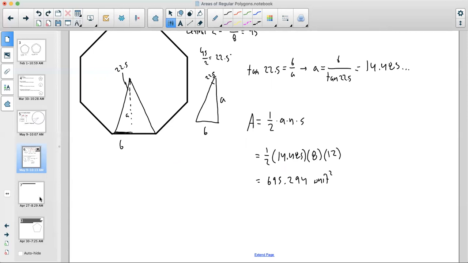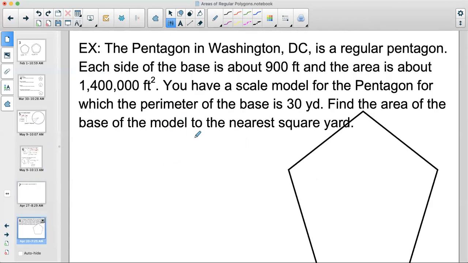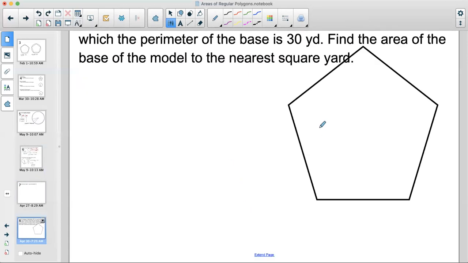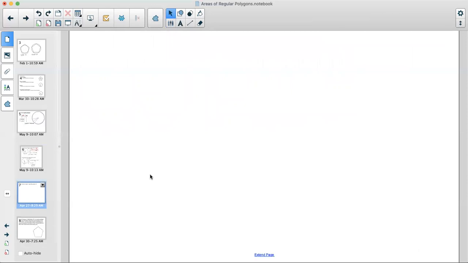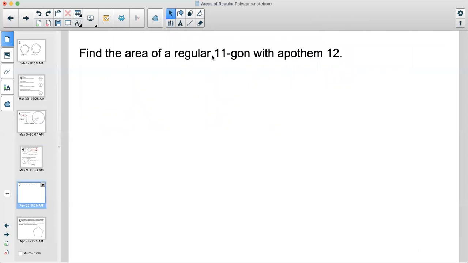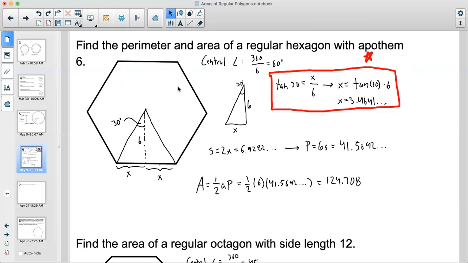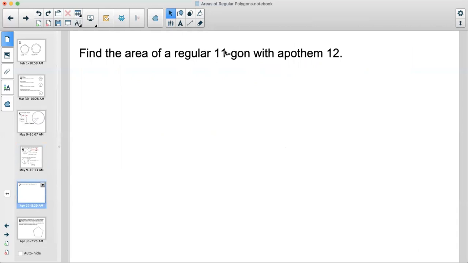Maybe I'll leave these last 2. We can do these in class. This one's a little trickier because it's kind of a word problem, but the one above it, part of me wants to say, do this on your own. This time you're given the apothem, which means it's kind of like this problem. The only difference is that now the number of sides is 11.